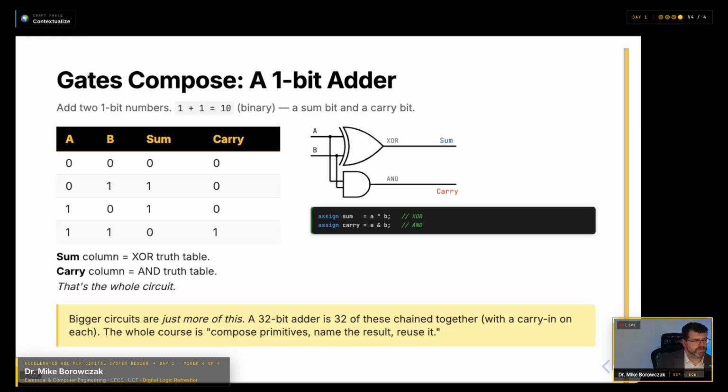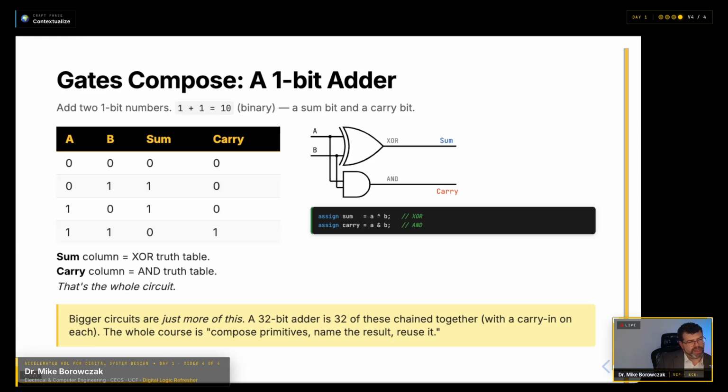So we've got A: 0, 0, 1, 1, B: 0, 1, 0, 1. The sum for these, right? When both are 0, we expect the sum to be 0, carry to be 0. When either one of them is 0 and the other one is 1, the sum should be 1 with no carry. When both of them are 1, well, the sum of both is 0 and the carry is 1.